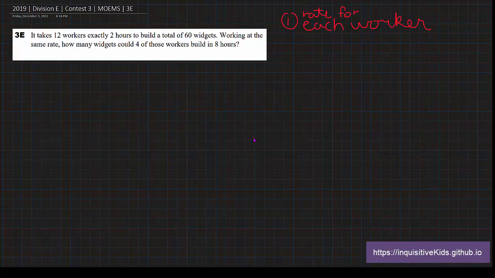3E. It takes 12 workers exactly 2 hours to build a total of 60 widgets. Working at the same rate, how many widgets could 4 of those workers build in 8 hours?